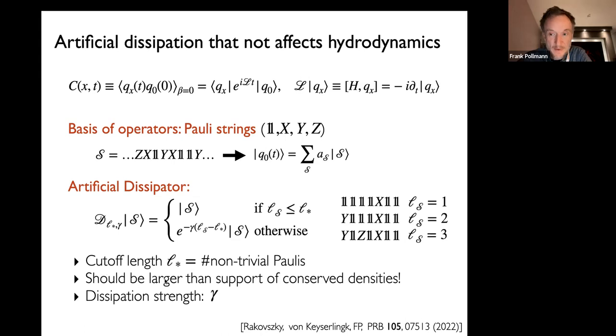Now this L star has to be chosen larger than the support of the conserved quantity we are interested in. For example, if we are interested in energy conservation of a 2-site Hamiltonian, then L star has to be larger or equal to 2, and so on. Otherwise the conservation laws will be destroyed by this operator. But as long as this is the case, we are good, and we still conserve these symmetries.